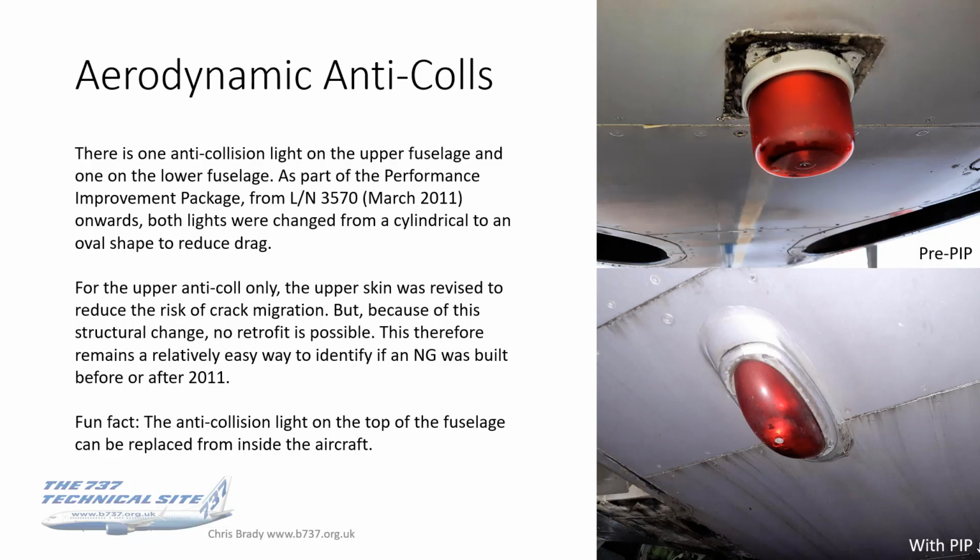Because of that structural change, no retrofit is possible. So you can retrofit the lower anti-col if you wish for drag reduction, but you can never retrofit the upper one because of the structural work that needs doing. So there you go. That's an easy way to identify if an NG was built before or after 2011: look at the upper anti-col, and if it's round, it's pre-2011. If it's oval shaped, it's post-2011. Fun fact, the anti-col on the top of the fuselage can be replaced from inside the aircraft. There you go, done within the cabin.